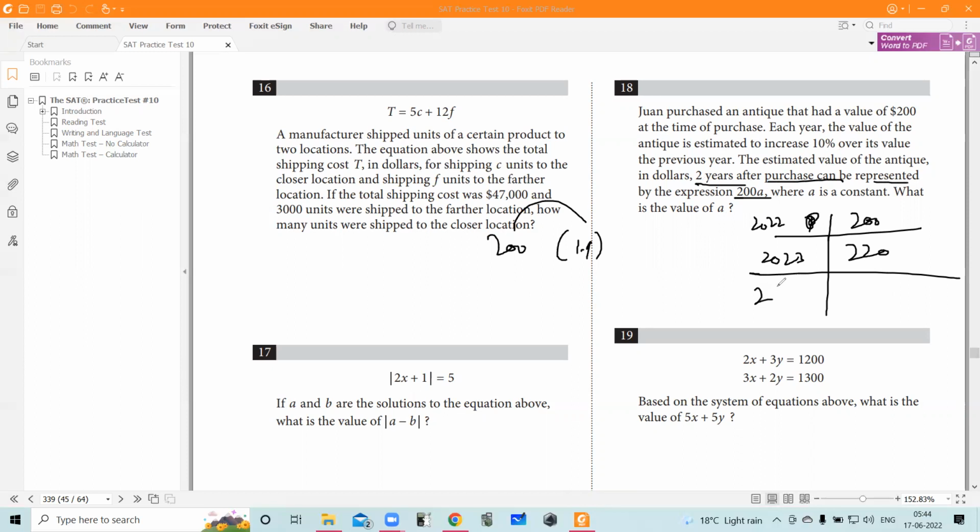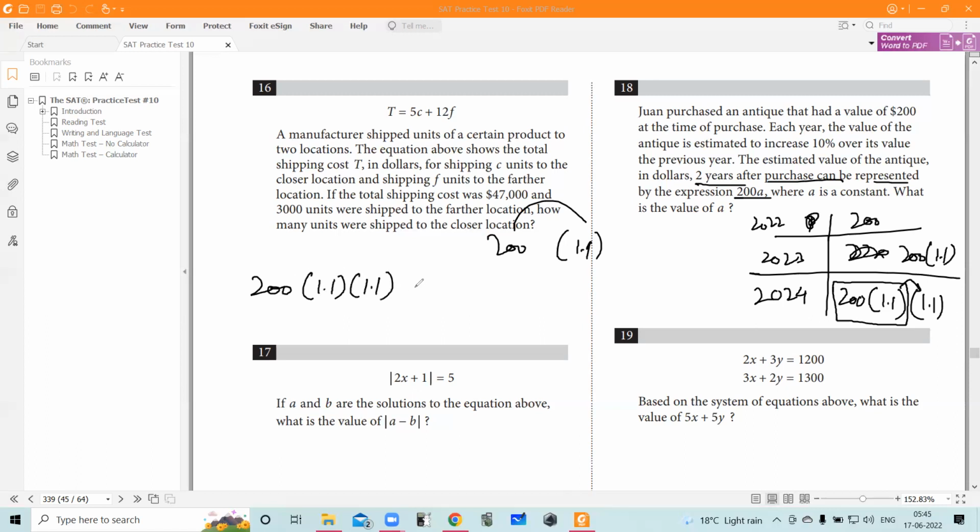So, I know that 2023 is 220, or I can say that 200 multiplied by 1.1. And now in 2024, the price of the antique will be whatever the price we're having in 2023, that's 200 times 1.1, multiplied with 1.1. Think about it. Because you are increasing every year 10%. So this was the price of 2023. Multiplied with 1.1 means you are increasing it by 10%. 200 times 1.1 times 1.1.